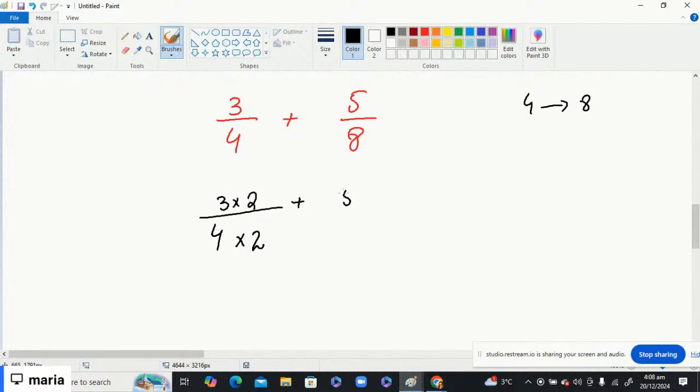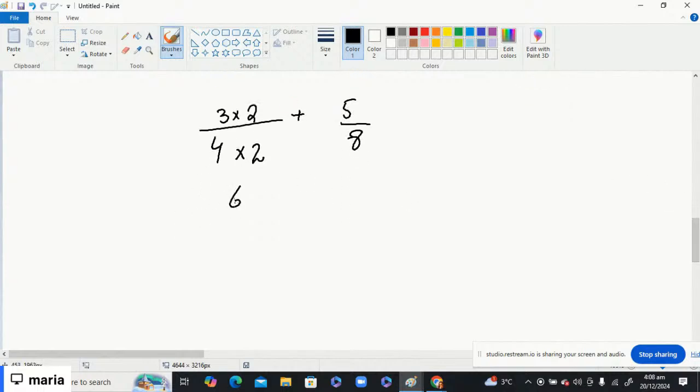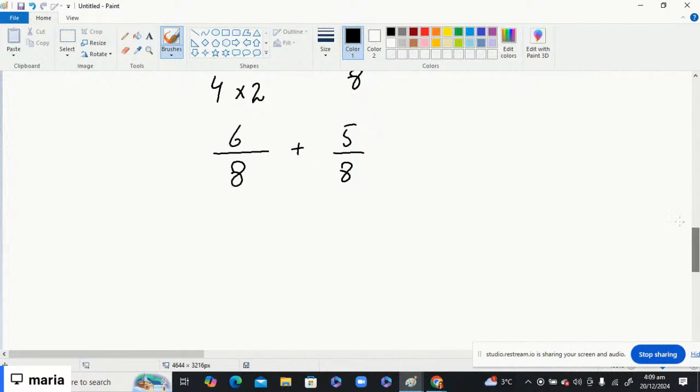And plus 5 by 8 as it is. 3 times 2 is 6. 4 times 2 is 8. Plus 5 by 8. Okay, now we're just going to add up. The 8 stays here, only adding the numerators. 6 plus 5 is 11 over 8.